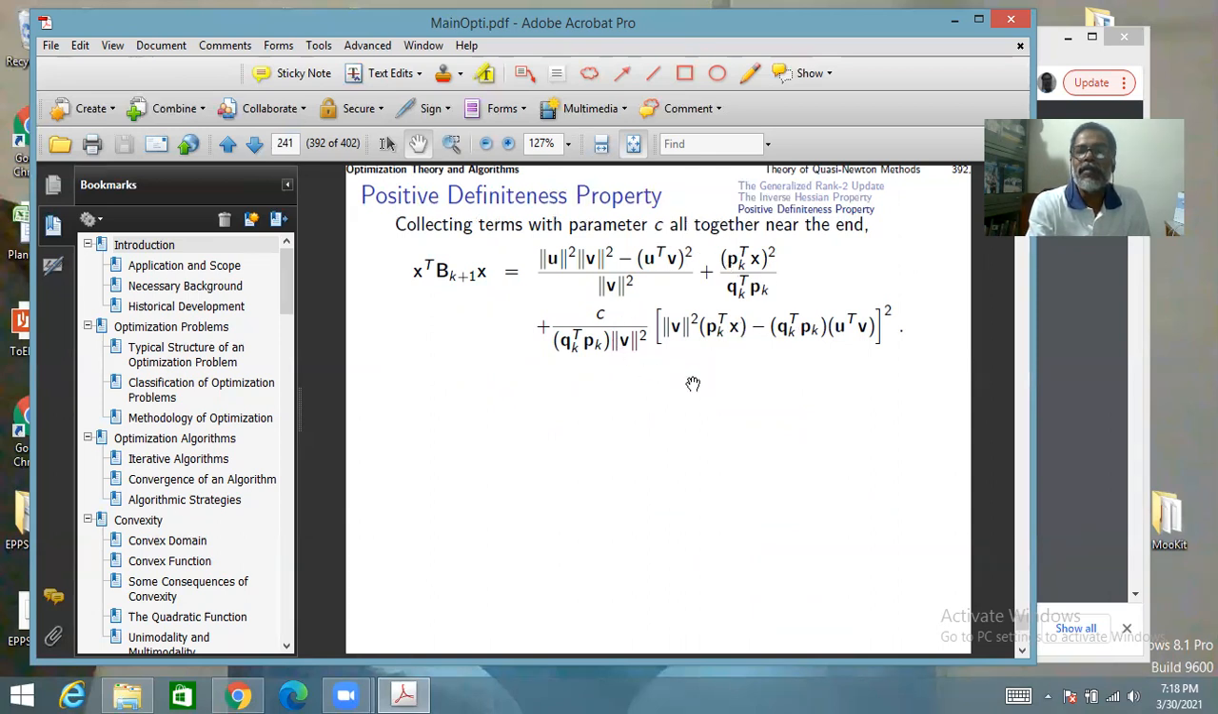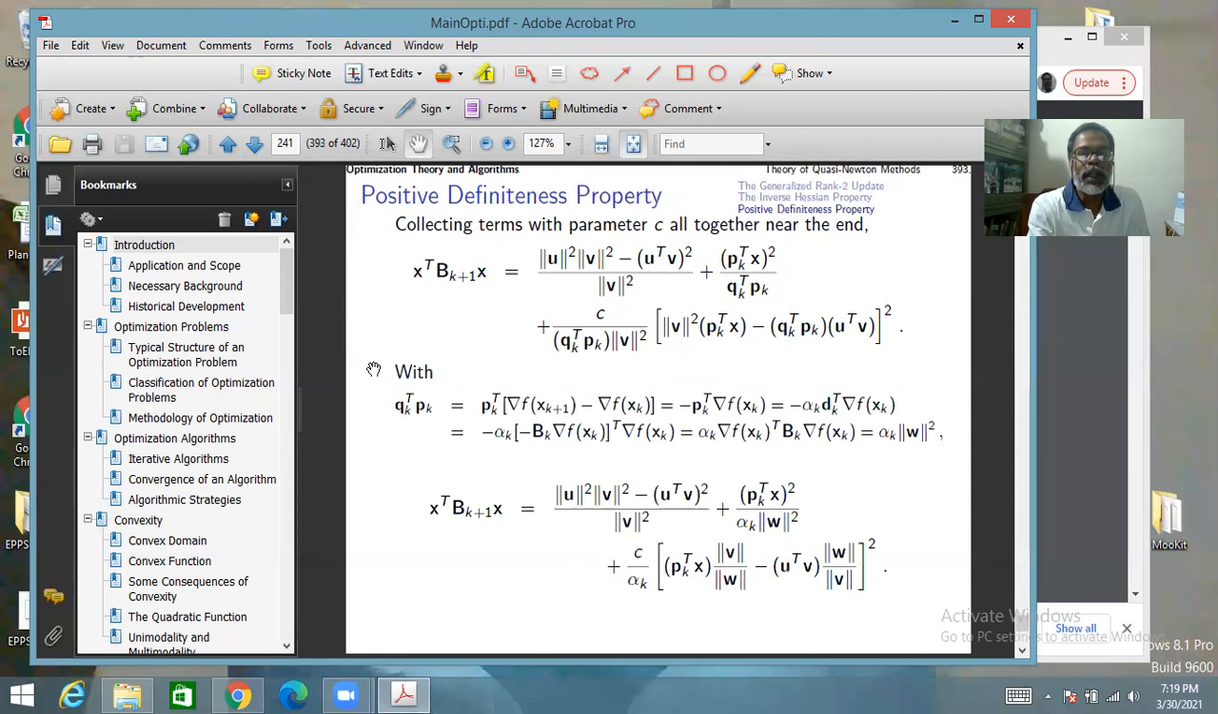is this positive for all x? A lot of positive things together are visible, except that about this Qk transpose Pk, we are not yet sure. Because we have not checked it. So, let us check it now. Qk transpose Pk, which is same as Pk transpose Qk. So, Pk transpose Qk is the difference of gradients at these 2 points. And Pk transpose, this gradient is 0.